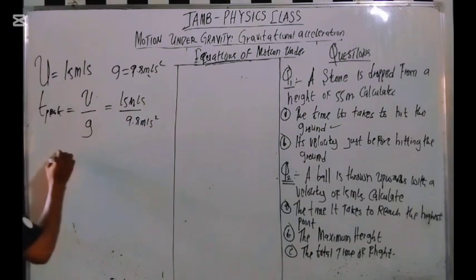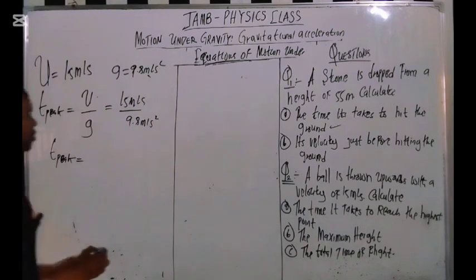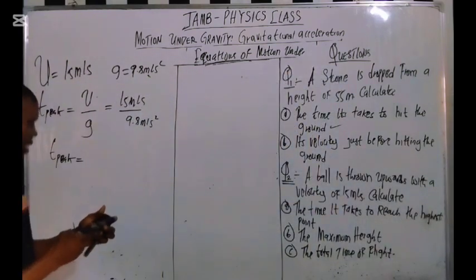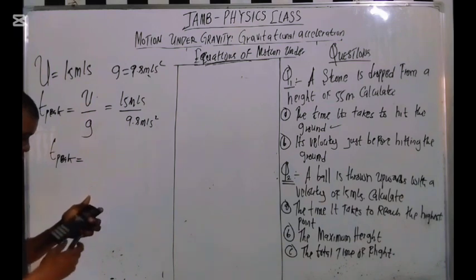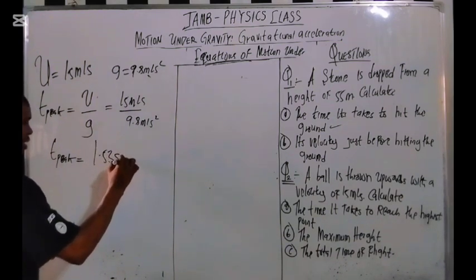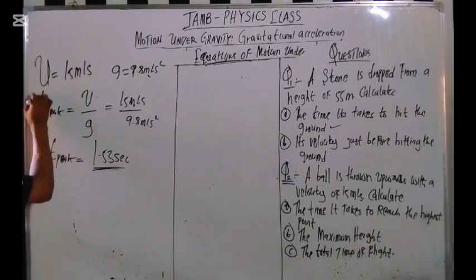So what will be the answer? T peak equals 15 divided by 9.8. So you have 1.53 seconds. Okay, that is the answer. So that is for part A.